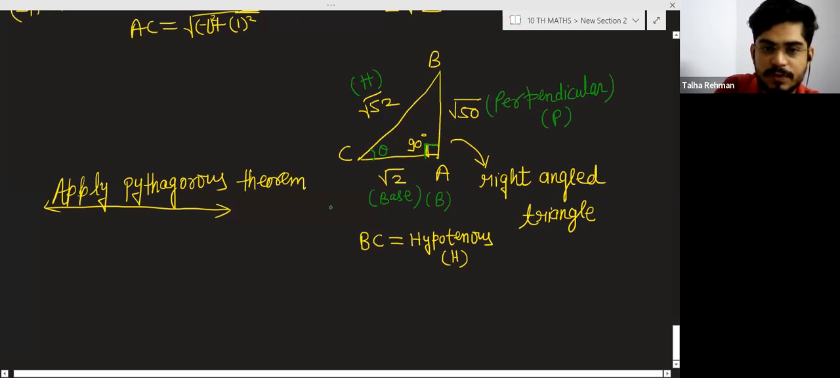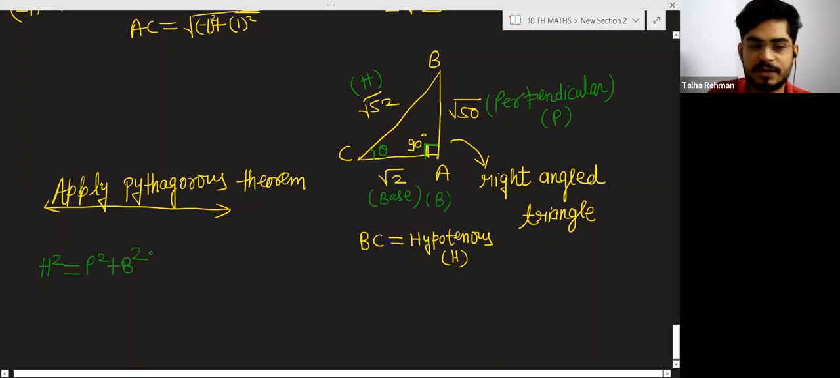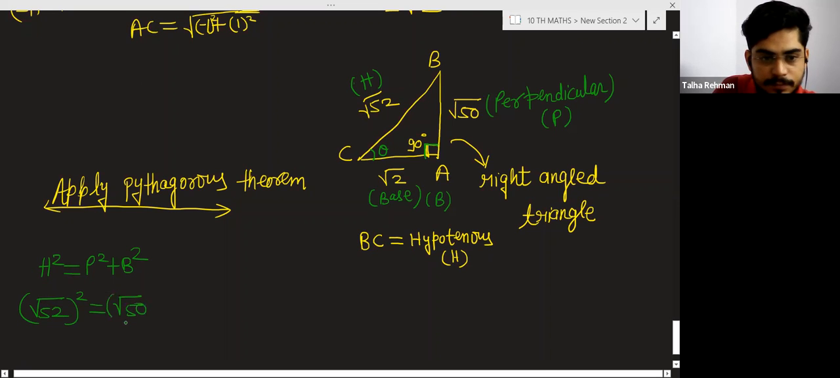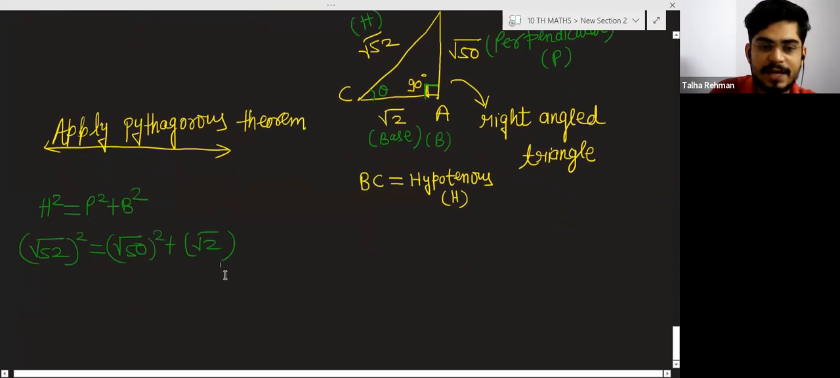According to the Pythagoras theorem, in a right angle triangle, if the triangle is right angled, then hypotenuse square is equal to perpendicular square plus base square. If this is valid, then the triangle is right angled. So see here whether this is valid or not. Hypotenuse square means root 52 square. Perpendicular square means root 50 square. Base square means root 2 square. Now check LHS and RHS. What is root 52 square, Azaan?